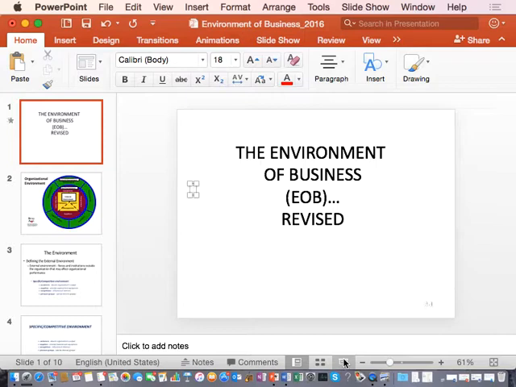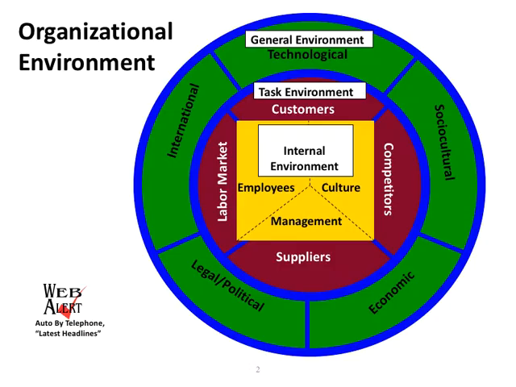So we have the factors in the environment. So we have the PESL, customers, labor market conditions, competitors, suppliers, new entrants to the market, substitute products. So the critical thing students must appreciate is how the external environment is constantly impacting on the internal environment. So political and legal forces affect businesses, economic forces affect businesses, technology impacts on businesses. Can you give me an example of how technology impacts on businesses?